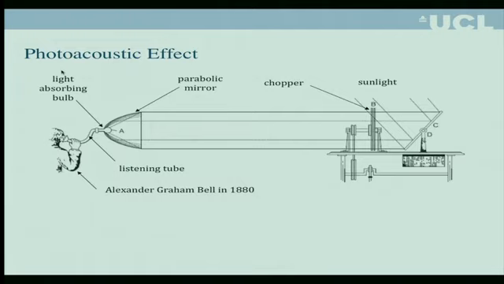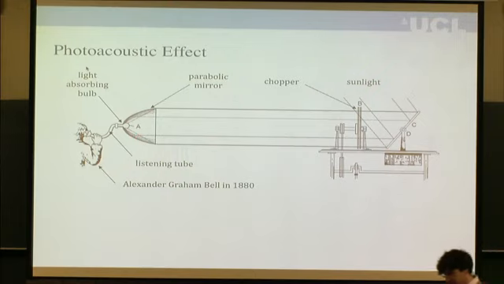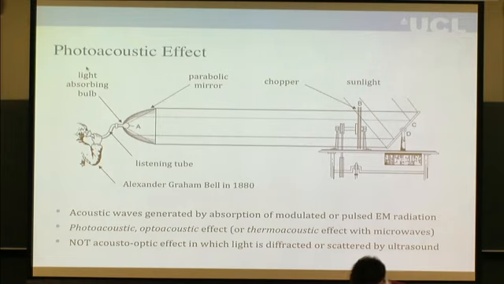He had sunlight coming in through a window and reflecting off a mirror, and then he's got a chopper, like a fan basically, chopping the light, and then he's reflected it onto a bulb which has got some soot on it or some carbon black. And he's listening, and he found he could hear a frequency which corresponded to the blade passing frequency of the fan. So he deduced that acoustic waves were generated by the absorption of modulated electromagnetic radiation. Now, in photoacoustics, we normally just use pulses, a few nanoseconds long.